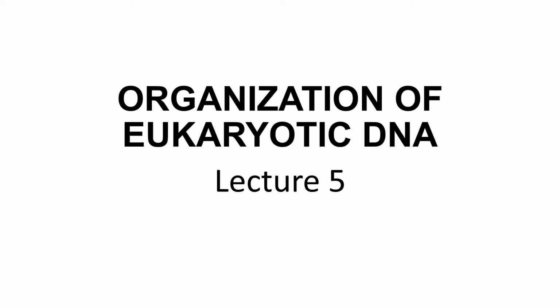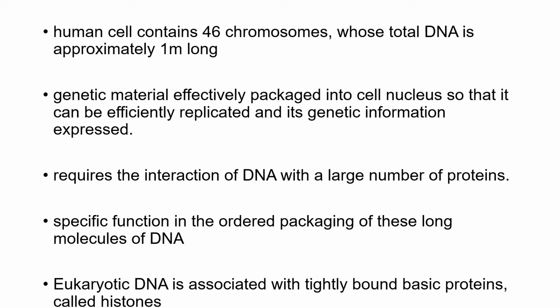Now, the next lecture is the organization of eukaryotic DNA: how a very long molecule, in the case of eukaryotes, undergoes compaction and can be organized into a very small organelle, that is the nucleus. The human cell contains 46 chromosomes and the total DNA is approximately 1 meter long. It means each chromosome contains 1 meter long DNA.